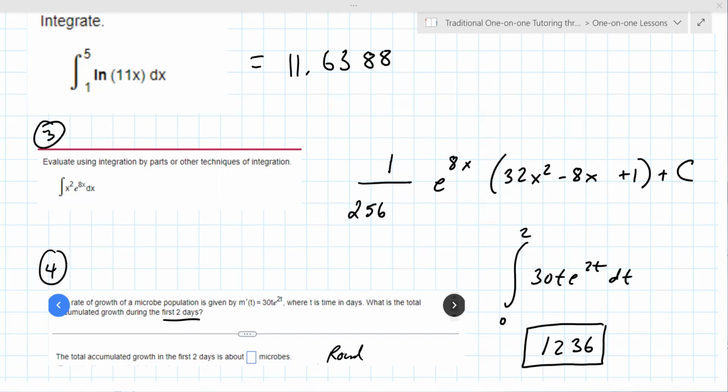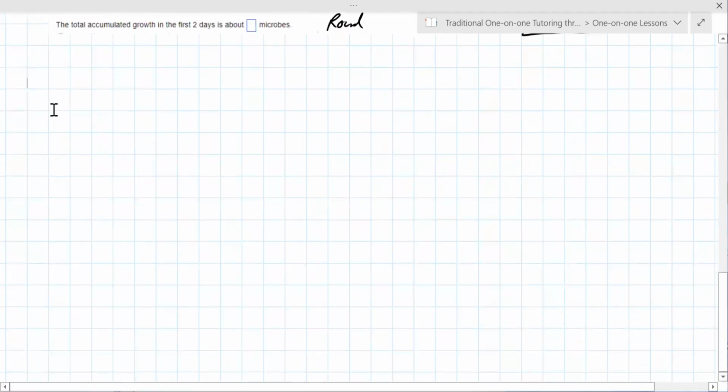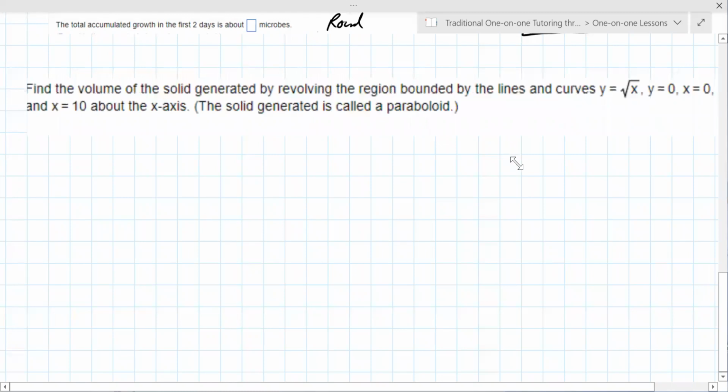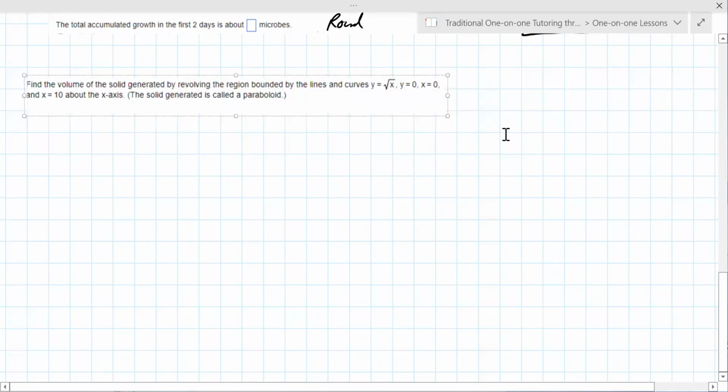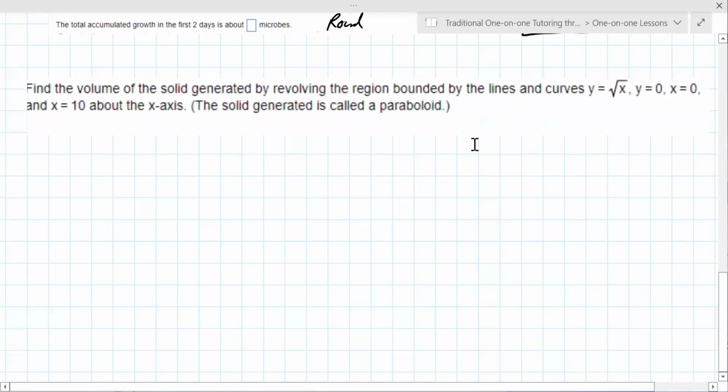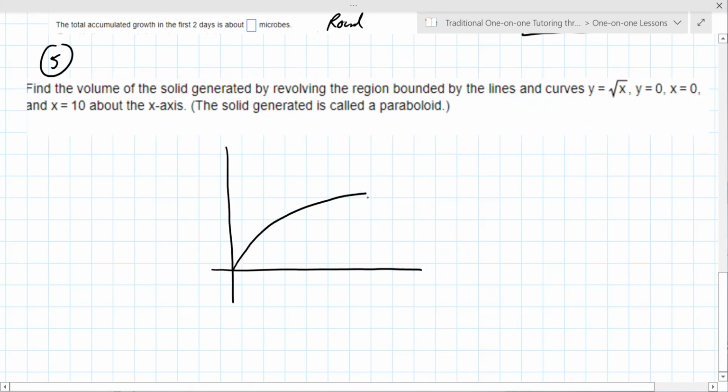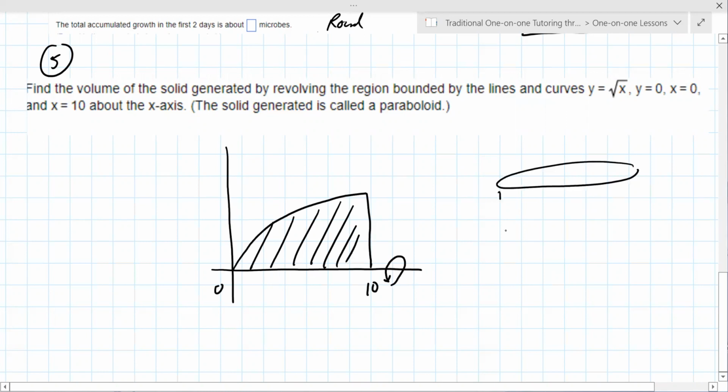Okay, so here is a new problem for us to look at. Okay, so this is, what is this, problem 5? Does that sound right? Yes. Okay, 5. Let's find the volume of the solid by revolving the region bounded by the lines and the curve. So y equals square root of x looks like this from 0 to 10. Here's 10, here's 0. So you're taking this region and you're spinning it around the axis. And if you're wondering what that looks like, it's like a vase, but it's solid all the way through.